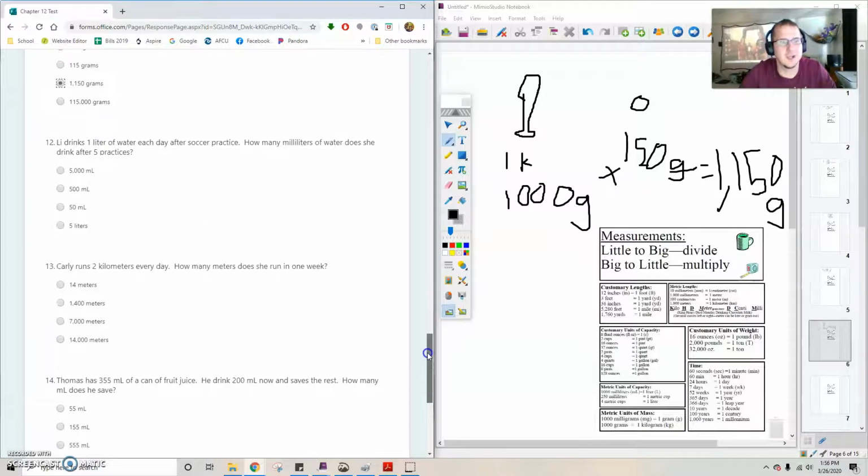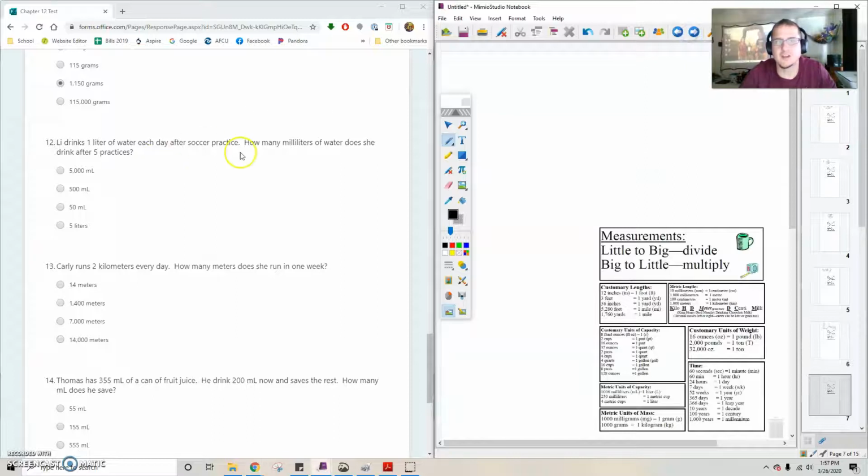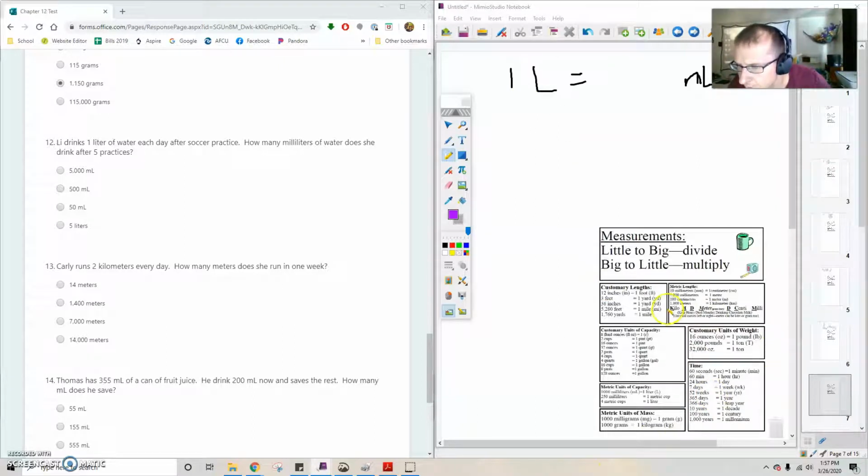3 more questions to go. Lee drinks 1 liter of water each day after soccer practice. How many milliliters of water does she drink after 5? So 1 liter equals how many milliliters? Okay, you should know this by now. Milli is the 1/1000th, so that means in a liter there are 1,000 milliliters.